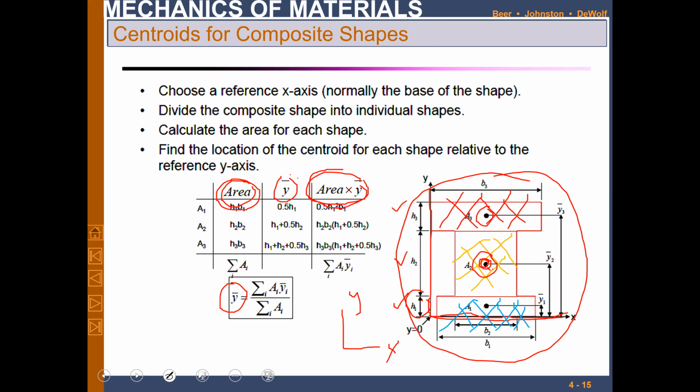You will calculate the centroid, and then you will calculate the first moment of area of each particular shape, and then you add up all the first moment of areas divided by the sum of all the areas in this particular case, and then you will end up with the y bar, and this y bar will be the centroid of this whole shape, right?